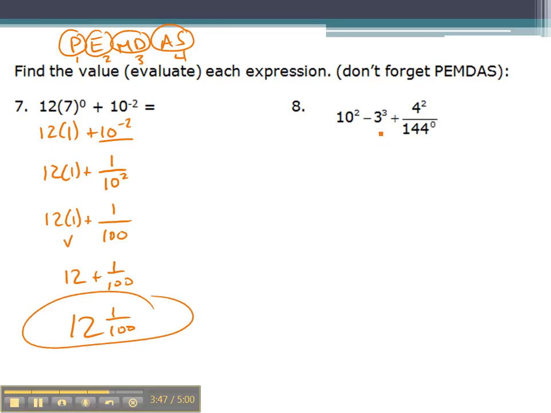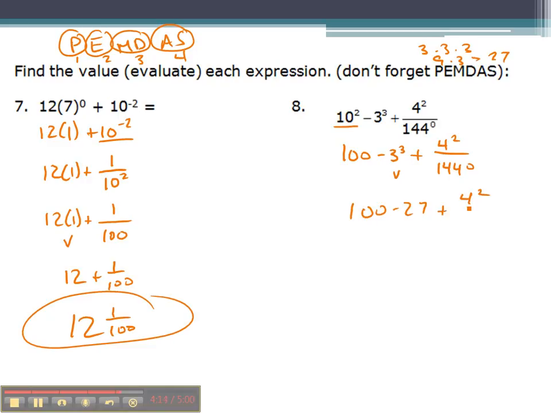Number 8, there are no parentheses, but there are lots of exponents. 10 squared is 10 times 10, so this is 100, minus 3 cubed, plus 4 squared over 144 to the 0 power. I'm going to do the next exponent I see as I look left to right, which is 3 cubed. That's 3 times 3 times 3, so 9 times 3, that's 27. So I have 100 minus 27 plus 4 squared over 144 to the 0 power. 4 squared is 4 times 4, that's 16.